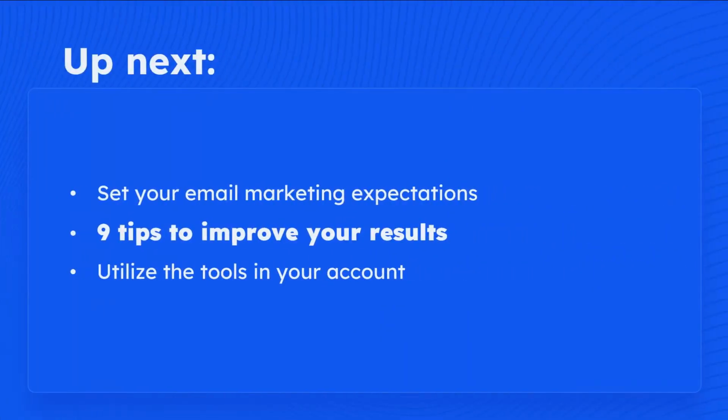Now that we've set your expectations in terms of results, you will know what areas of your marketing you will need to work on and which are successful. That brings us to our next section. Let's talk about how to actually influence better results for your email campaigns. I'm going to share 9 tips to help you improve your results.